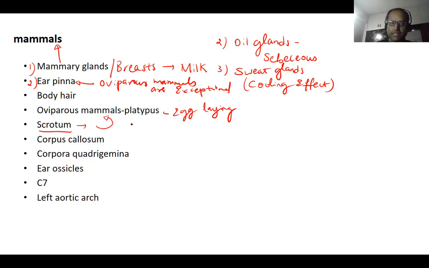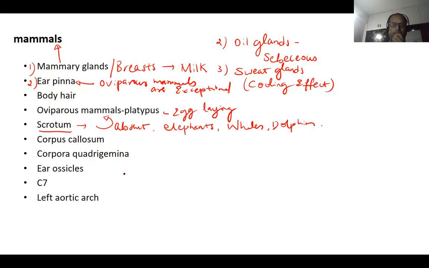Scrotum is absent in the oviparous mammals. Scrotum is absent in elephants, whales, dolphins. Okay, these are points to be noted here, and also in some oviparous mammals.